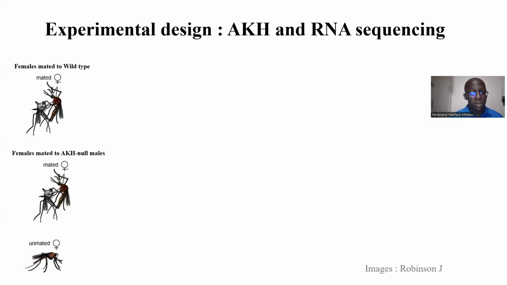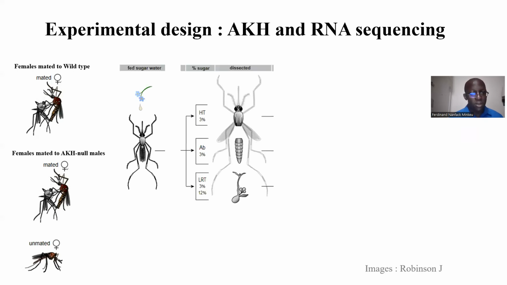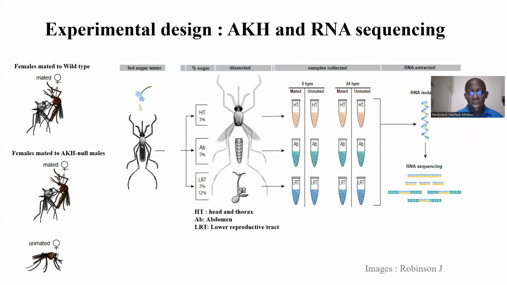So we did females mated to the wild type, females mated to AKH null, and virgin. The females were maintained on 3% sugar water. We dissected three tissues, the rest of the thorax, the abdomen, and the lower reproductive tract at 6 hours post-mating and 24 hours post-mating. And then we did the RNA isolation and sequencing.